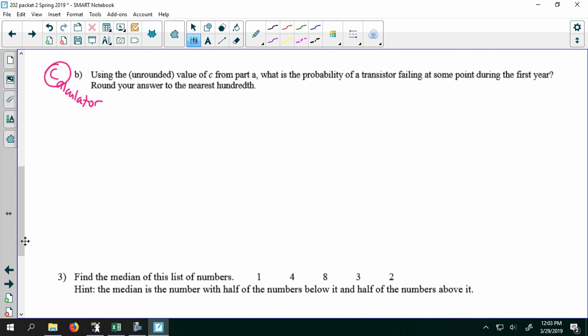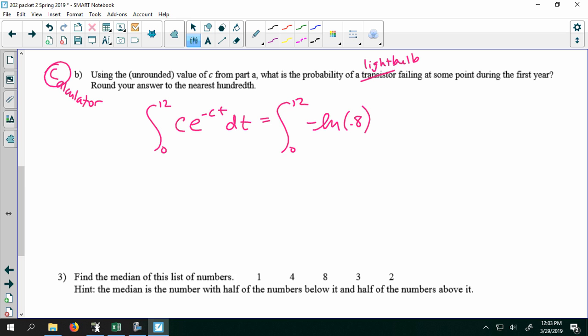Using the unrounded value of C from part A, what is the probability of a light bulb failing at some point during the first year? So the probability, or the percentage that fail in the first year, is the integral from 0 to 12 of C e to the negative CT dt. And now I know what C is. C is negative ln of 0.8. So I want to integrate from 0 to 12, negative ln of 0.8 times e to the negative CT, which means 0.8 to the t.